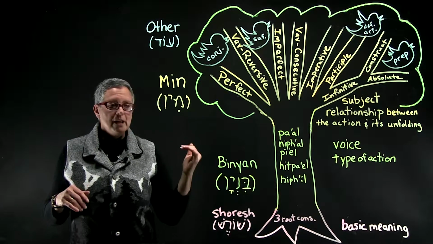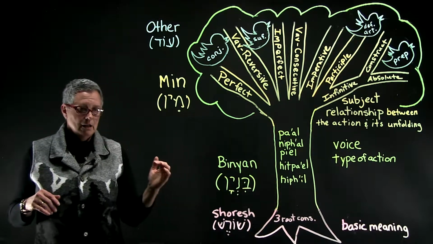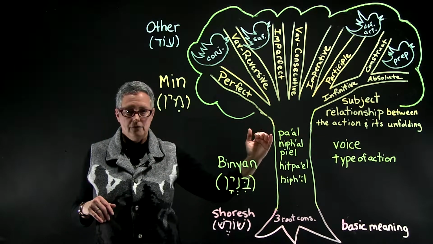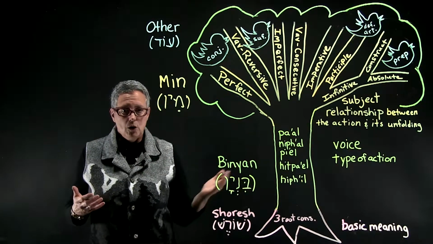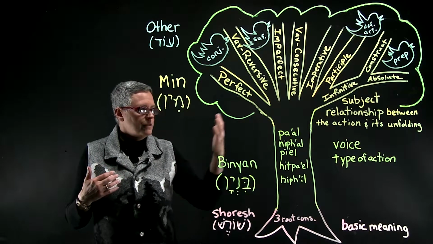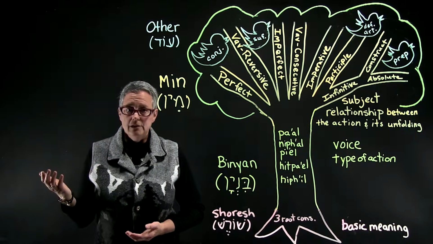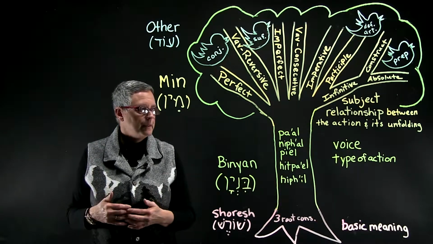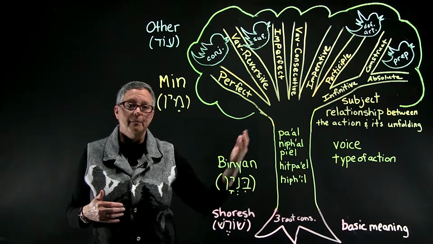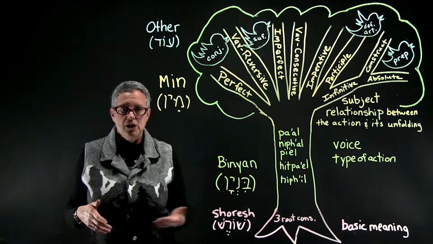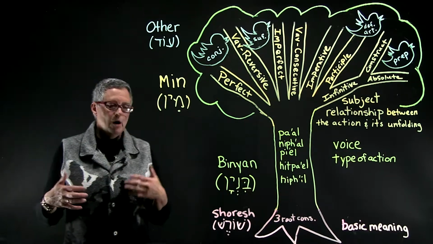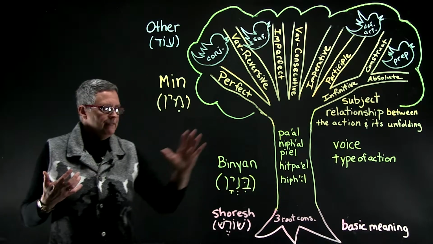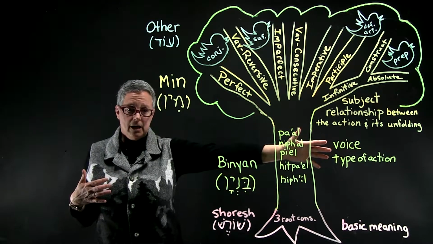The information that we get from the binyan is twofold. First of all, we get the voice of the verbal action. So we find out if the verb is active or passive or perhaps reflective. We also learn something about the type of action. The action might be simple or intensive or causative. That's the information that we get from the binyan.